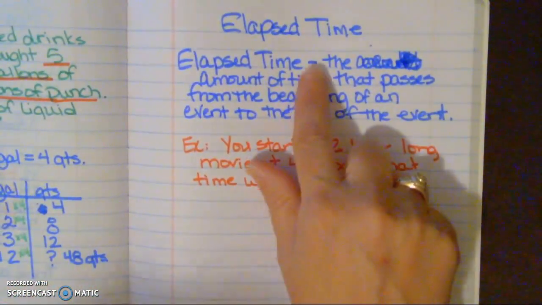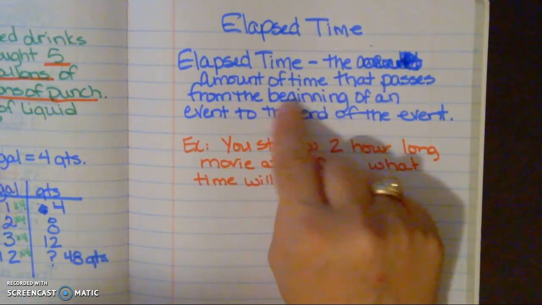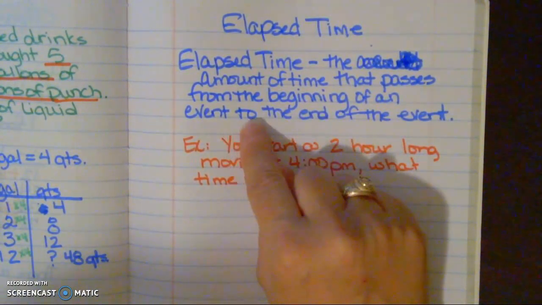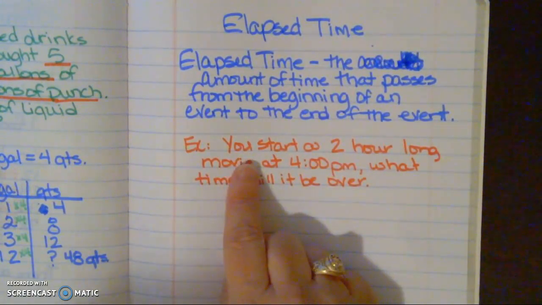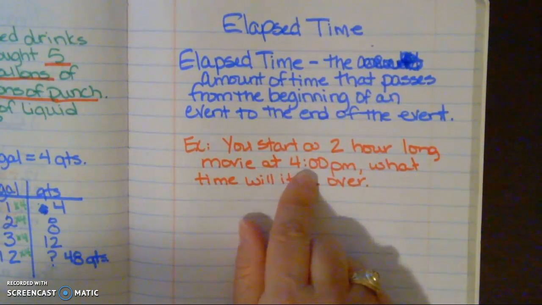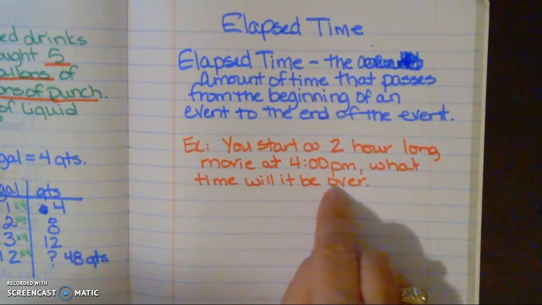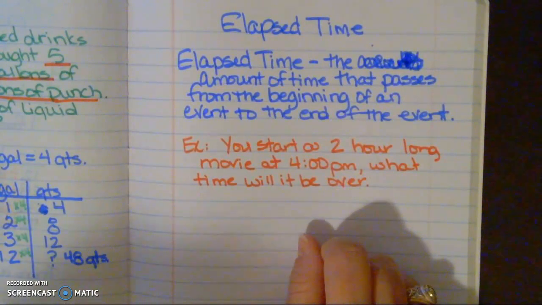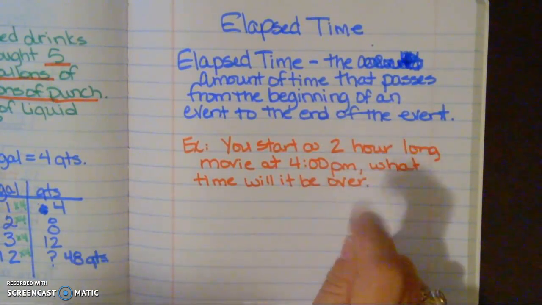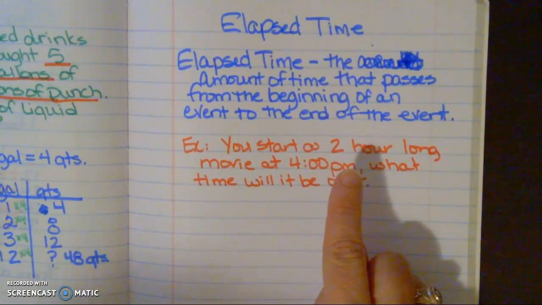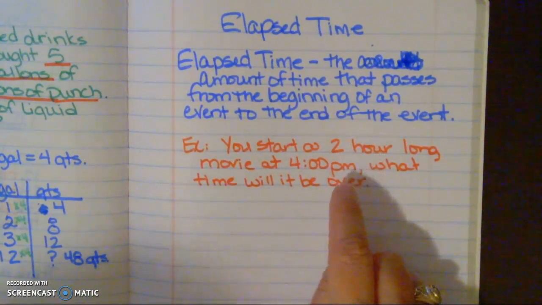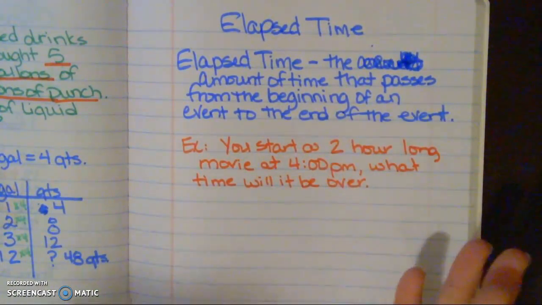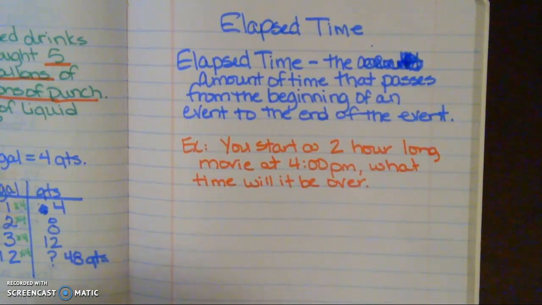Elapsed time is the amount of time that passes from the beginning of an event to the end of the event. So for example, if you start a 2-hour-long movie at 4 p.m., what time will it be over? Well, if the movie starts at 4, you count 2 hours. From 4 to 5 would be 1 hour, and from 5 to 6 would be the second hour. So the movie would be over at 6 p.m. That is the definition of elapsed time.